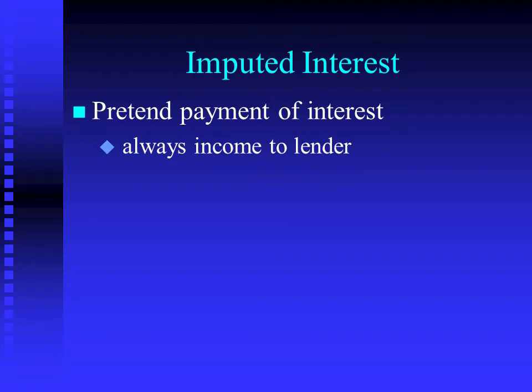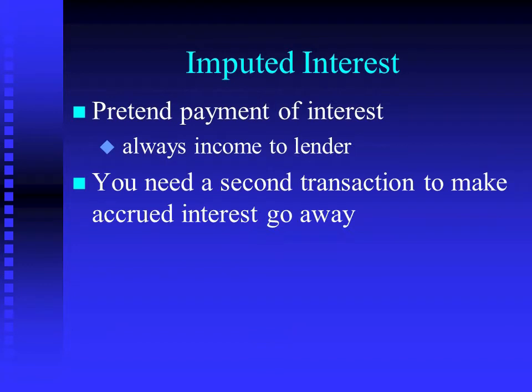So the government does not want you calculating a bad debt expense or other item because you've had this income and you're never going to get the money. So we need a second transaction to make the accrued interest go away. And so that's the part that gets more complicated here.